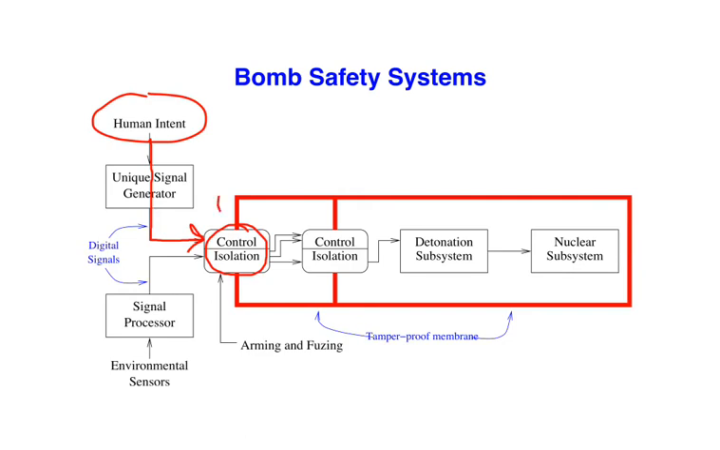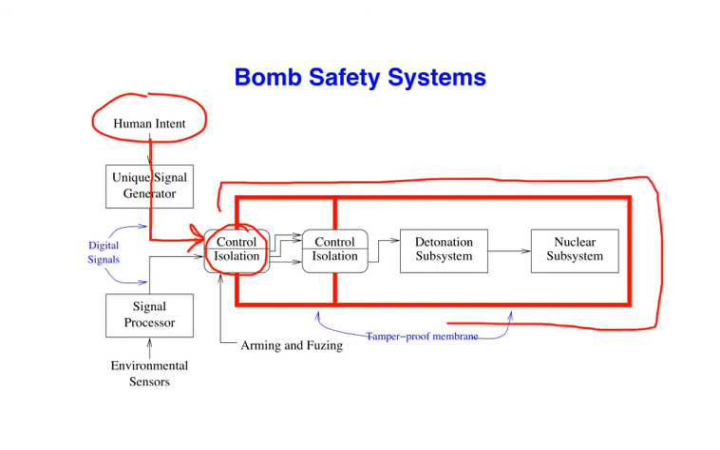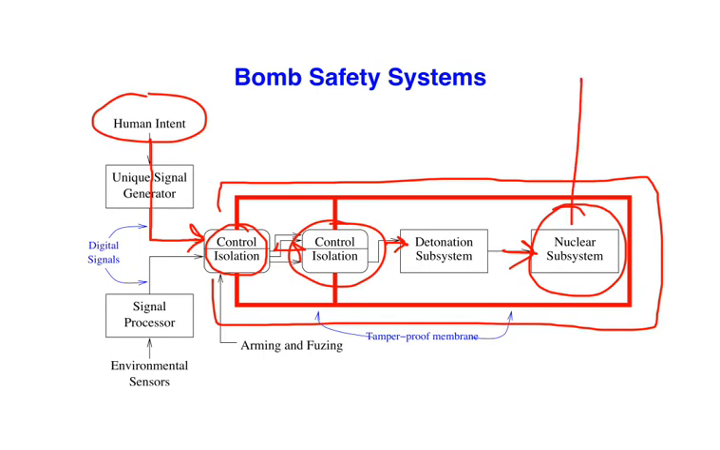So this is the actual casing of the bomb here. Okay. Then they'll go through another link, and would eventually reach the detonation subsystem, which would then reach the nuclear subsystem. So this part here is actually your bomb, right? This is the warhead designs that we looked at earlier in the course. So the bomb cannot be armed without the correct political authorization codes and the correct PALs, the military codes.